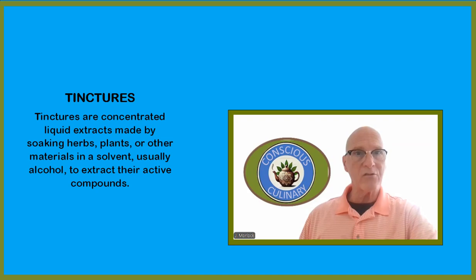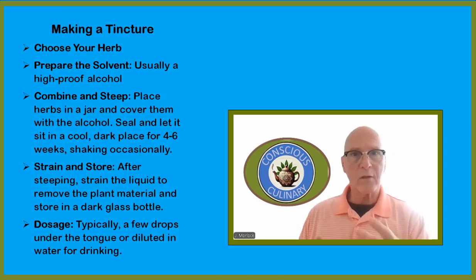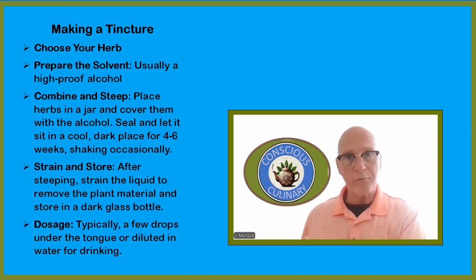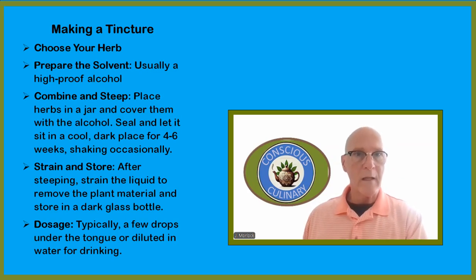Now, how do you make a tincture? Well, you choose your herb, right? Select some fresh or dried herbs known for their properties, the properties you want. You prepare the solvent. Now, usually you're going to use a high proof alcohol like vodka or brandy as the solvent. You can use glycerin instead of alcohol, especially if you're making tinctures for children.